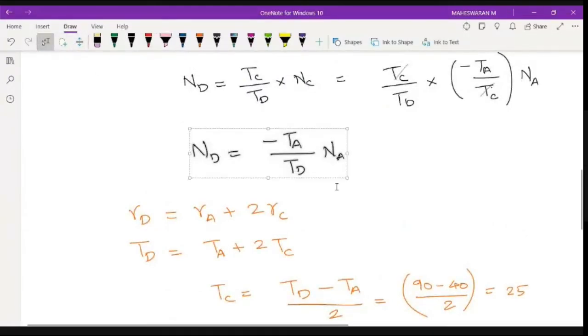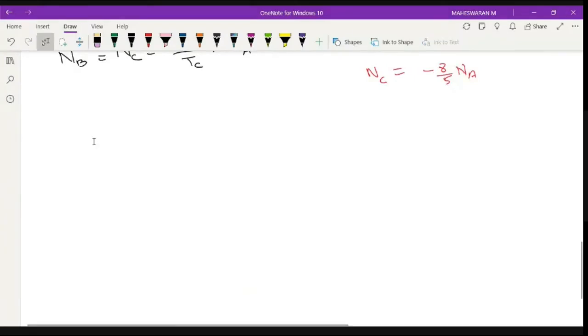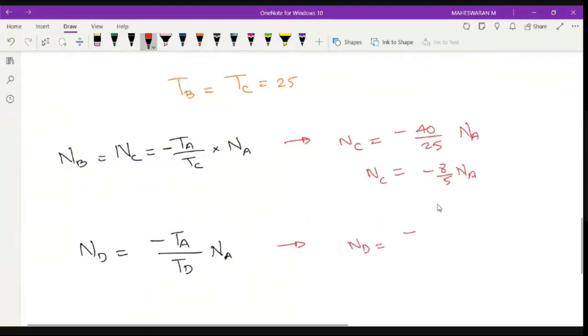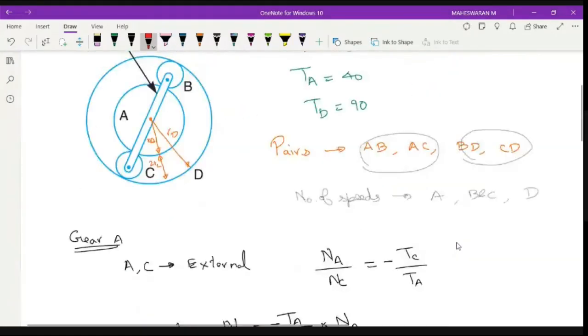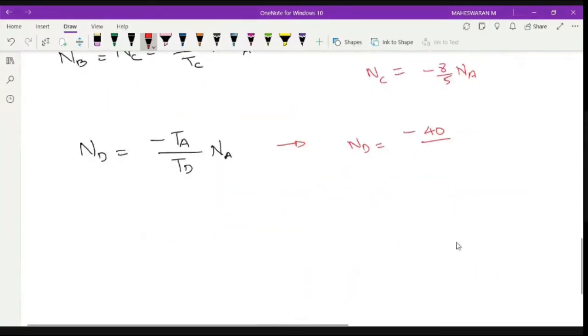So next, I need the other relation, which is this one, right? Let me copy this, I'll put it here. So in this, the relation is ND is equal to minus TA is 40 and TD is, I think it is 90, right? So into NA, which means I'll get minus 4 by 9 NA. This is my ND, right?